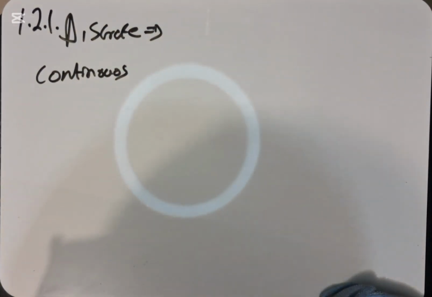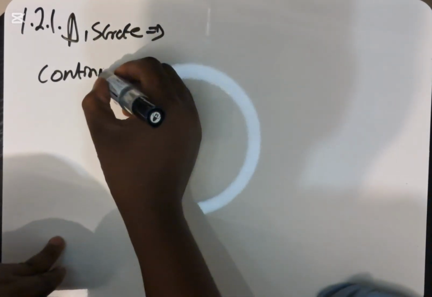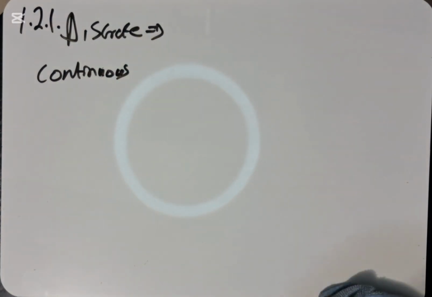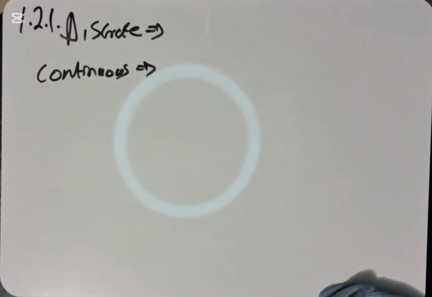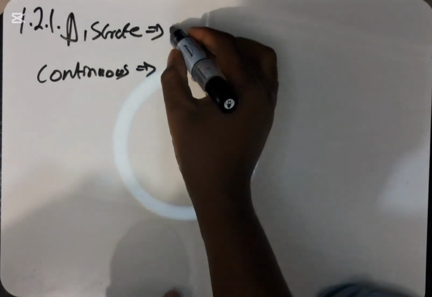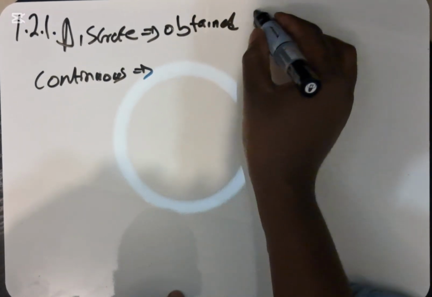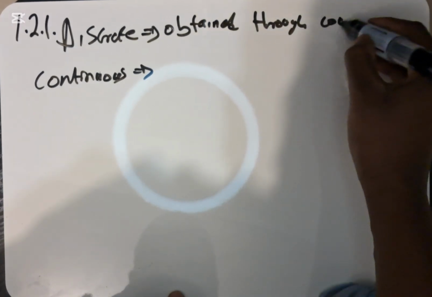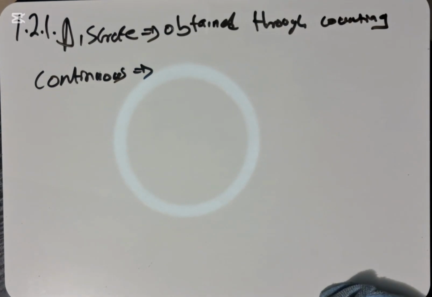The difference between discrete and continuous data. When we talk about discrete, this is data that is obtained through counting. Discrete is obtained through counting.